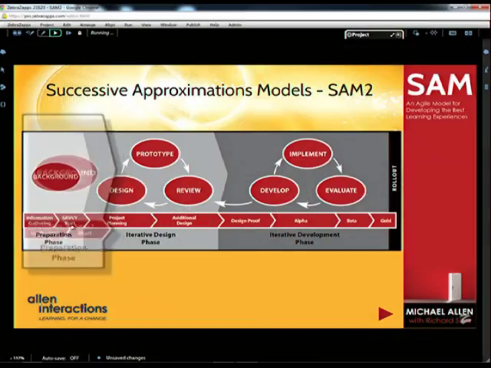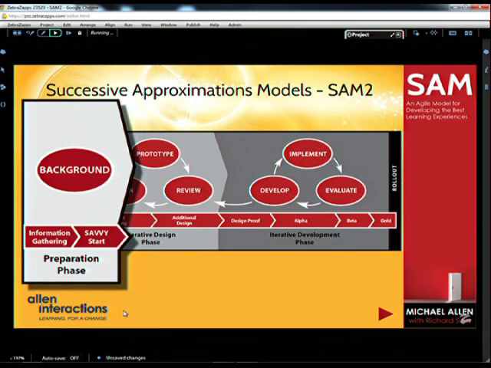The first one is backgrounding. And again, here we just try to collect the information that's handy, that's just easy to get. And then we get the stakeholders together in a meeting we call a Savvy Start. This is the most critical thing in the process, I think, the Savvy Start. You have to insist that the stakeholder be a participant.